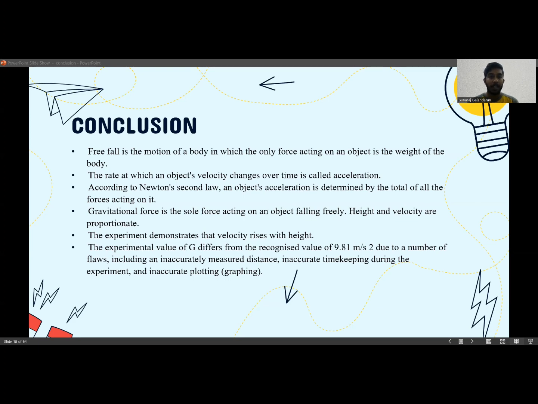Height and velocity are proportionate. The experiment demonstrates that velocity rises with the height. The experimental value of g differs from the recognized value of 9.81 meter per second square due to a number of flaws, including an inaccurately measured distance, inaccurate timekeeping during the experiment, and inaccurate plotting of the graph.